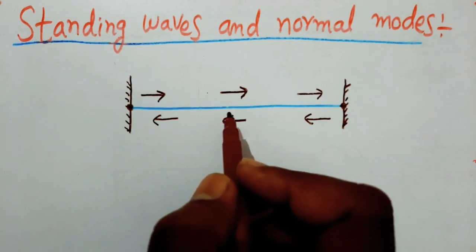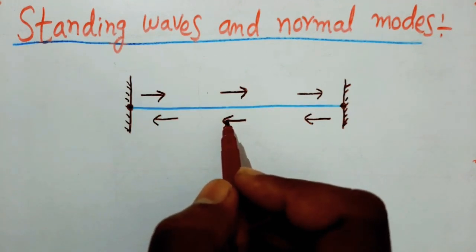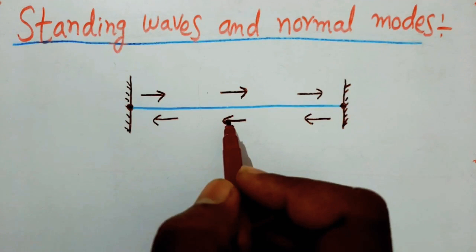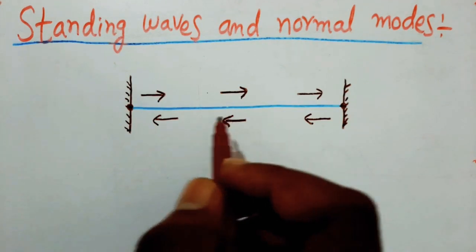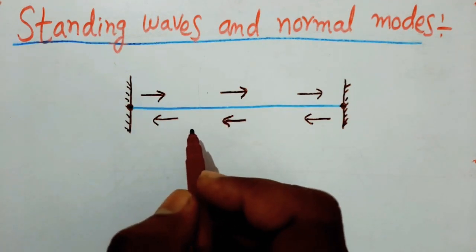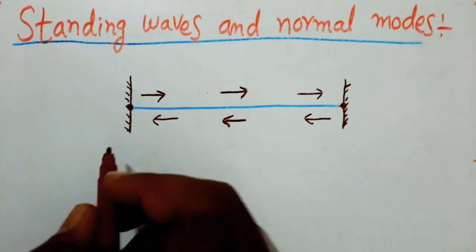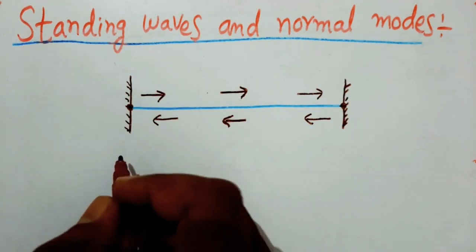This will go on until there is a steady wave pattern set up on the string. Such wave patterns are called standing waves or stationary waves.